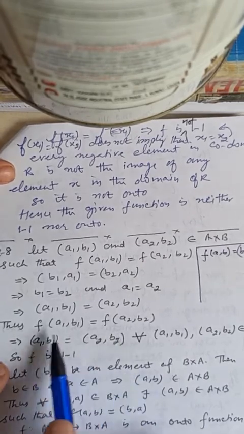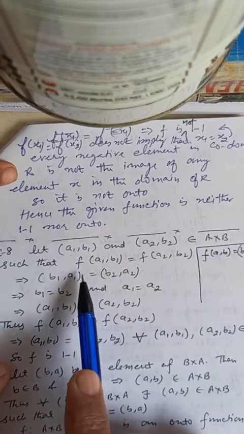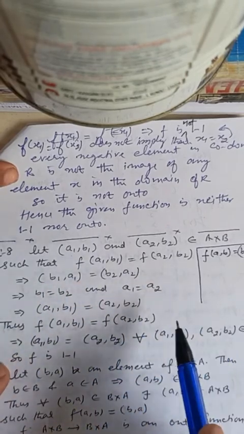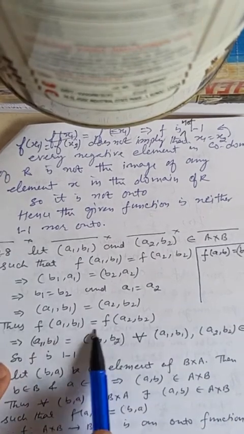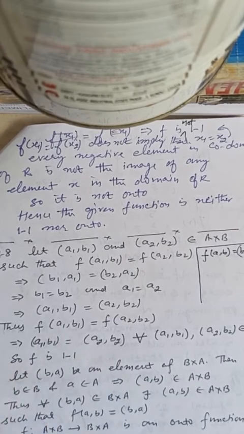So this is the condition for the function to be 1-1. What we are doing is taking two elements in the domain, and then taking f(x1) equal to f(x2), and if we get x1 equal to x2, then the function is 1-1.